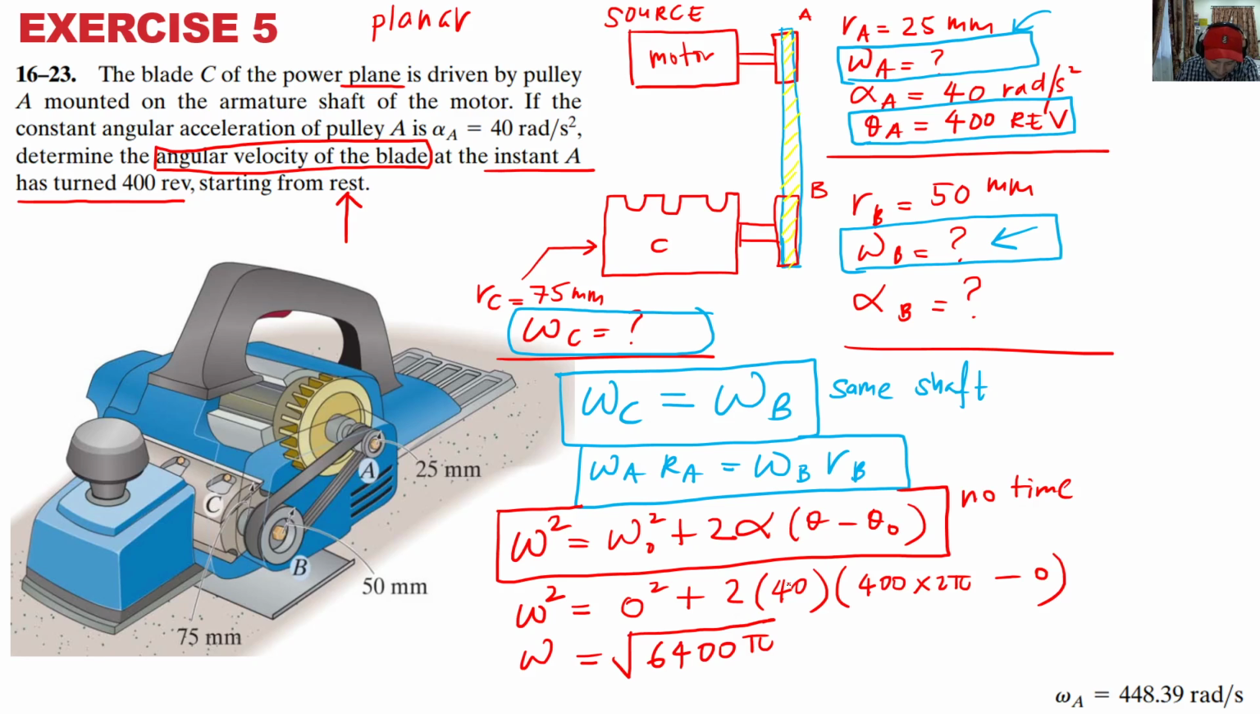Square root. So you get omega A. This is omega A, 448.4. So if you know omega A, you can use the relationship. Which relationship? This one.